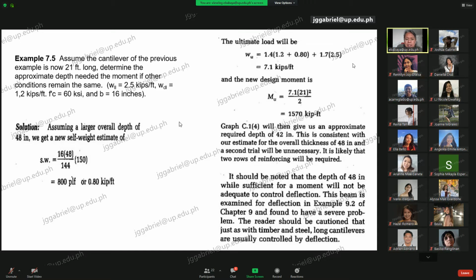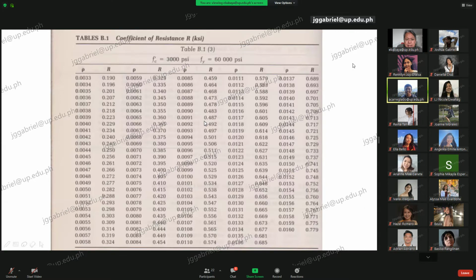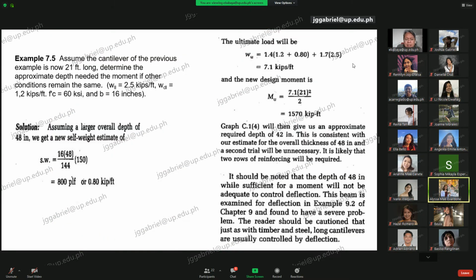No? Sir, question please. Yes. Sir, why is it that here in the cantilevered beam, when we compute the ultimate load, the dead and live load are put together? Compared to what we did last time, at mid-span, the computation was separate for dead load and live load. As compared to this, it's just W, then everything is together. Okay, that's a good question.